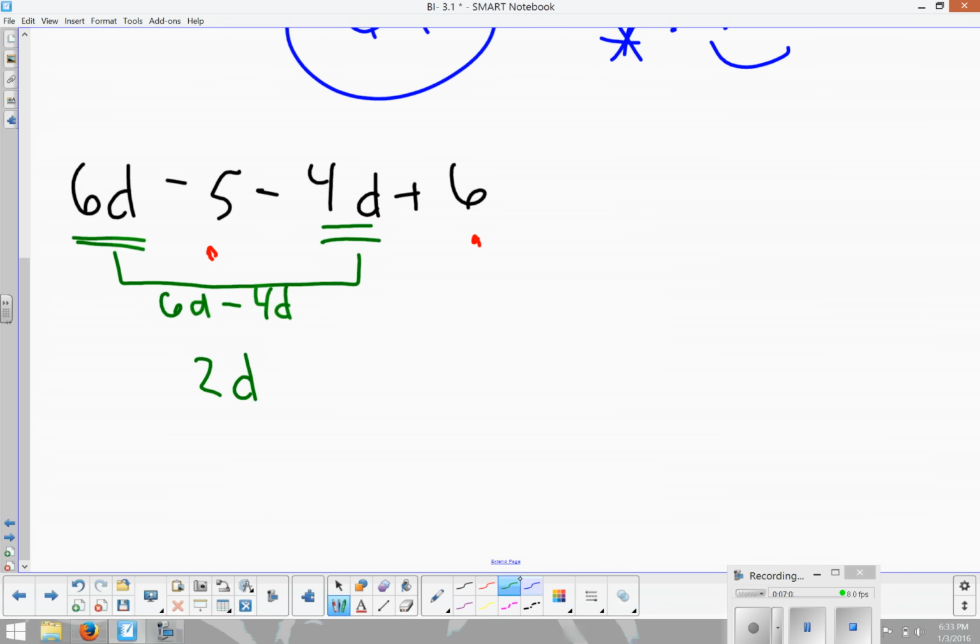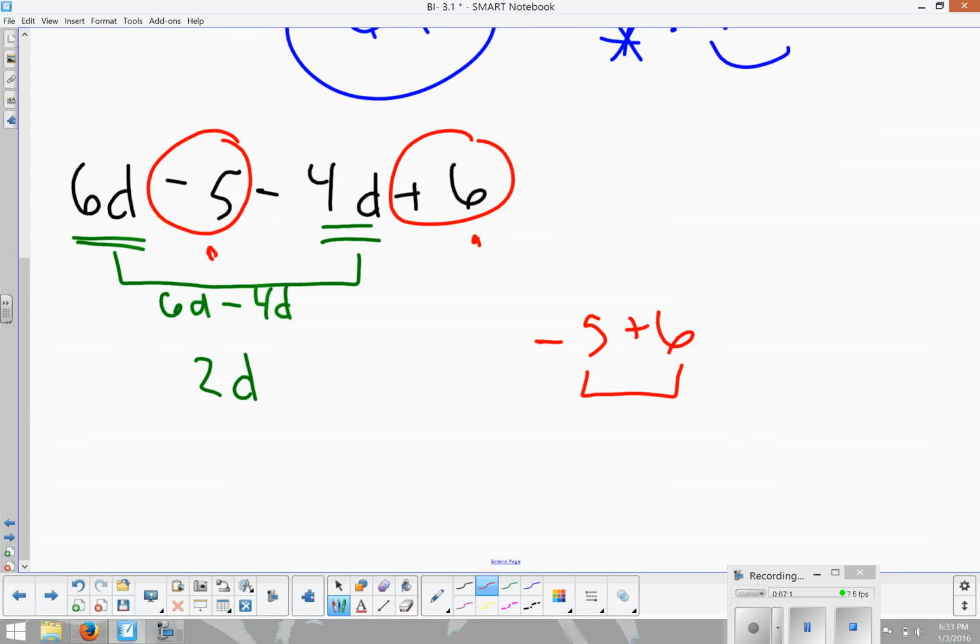Now what we're going to do with the numbers is solve them on the side. We have here negative 5, that's a negative, and that's a plus, or we can say positive 6, so we can say negative 5 plus 6. What's a negative 5 plus 6? A negative 5 plus 6, the signs are different, so I'm going to subtract. 6 minus 5 is 1.